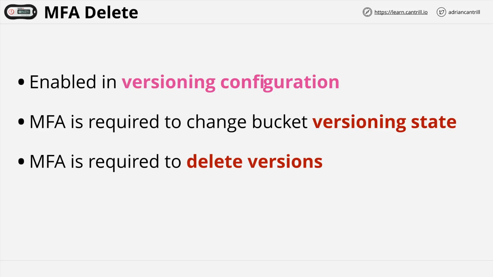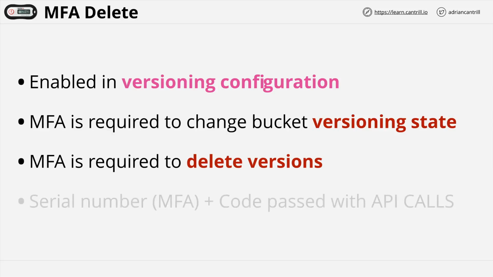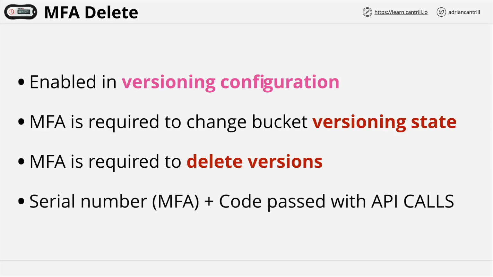The way that this works is that when you're performing API calls in order to change a bucket's versioning state or delete a particular version of an object, you need to provide the serial number of your MFA token as well as the code that it generates. You concatenate both of those together and you pass that along with any API calls to interact, i.e. delete versions or change the versioning state of a bucket.